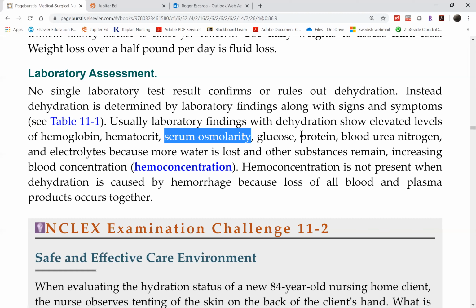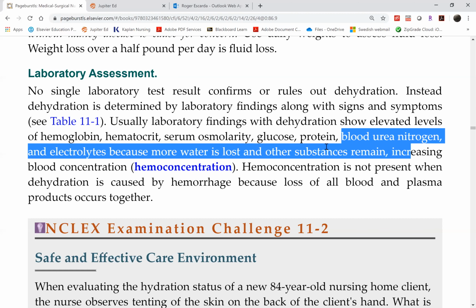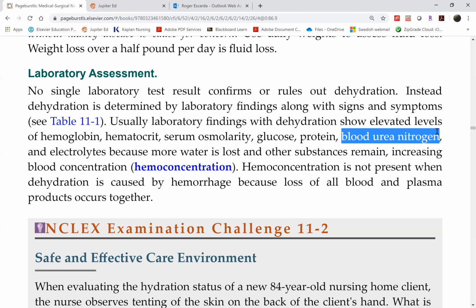Same thing for your protein and BUN creatinine. Okay, so BUN and creatinine will be what in dehydration? Since your kidneys aren't making urine, or at least not making enough urine, and the only way you excrete BUN and creatinine is through the urine, what will happen to these levels? Will be high. Will be elevated as well. So BUN and creatinine will be high.